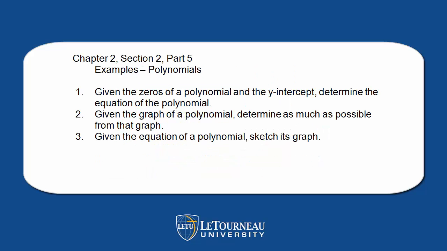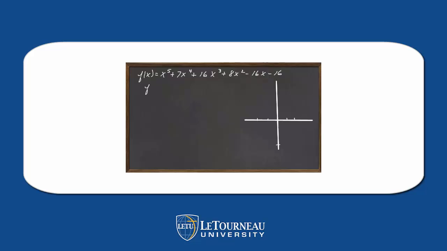crosses the x-axis. Now, the third thing we want to look at is, given the equation of a polynomial, let's see what we can do about sketching its graph. Because remember, we don't want to always rely on a calculator to sketch the graph. So the polynomial we're going to look at is that fifth order. Now I use the calculator here to factor it.